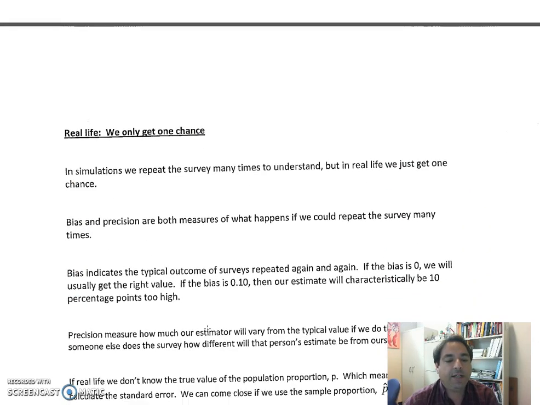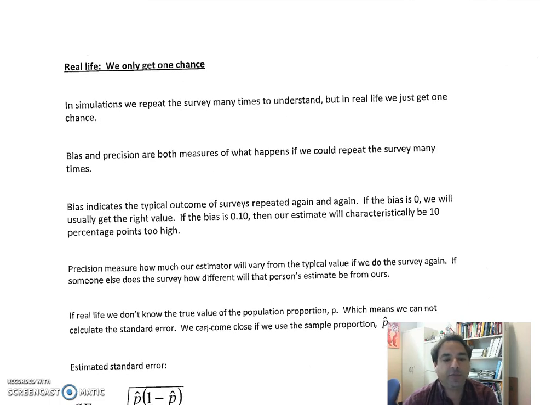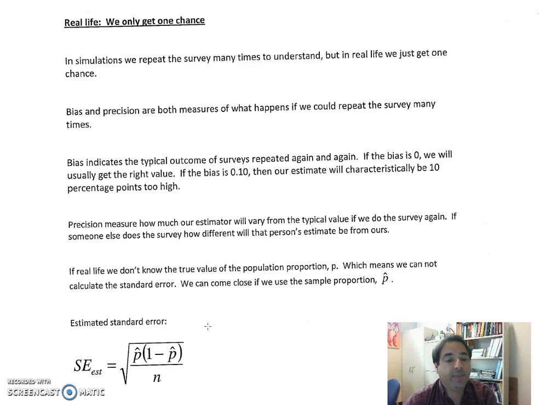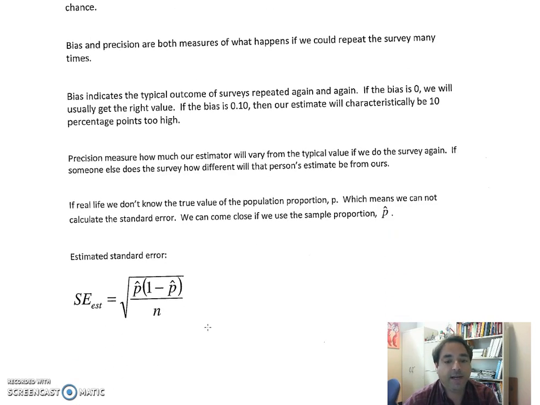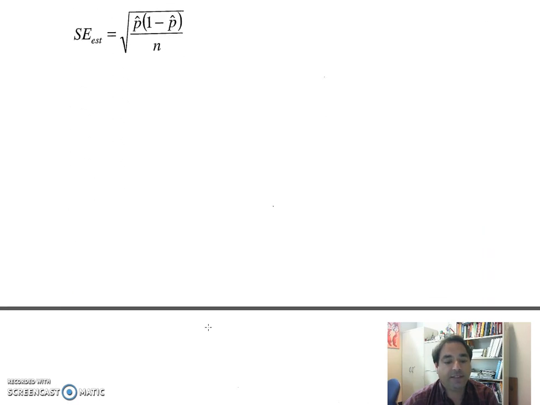Okay? In real life, we only get 1 chance. In simulations, we can repeat the survey many times to understand, but in real life, we only get 1 chance. We've got to be careful on bias and precision. We want to make sure we get the right outcome, and then we have the estimated standard error.